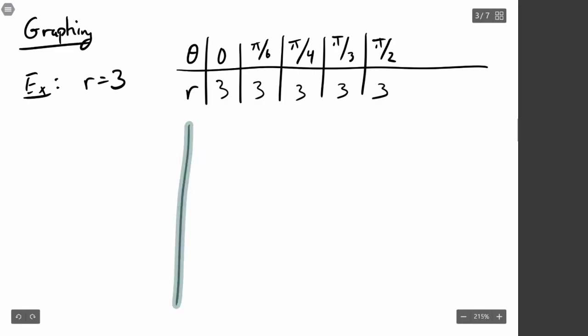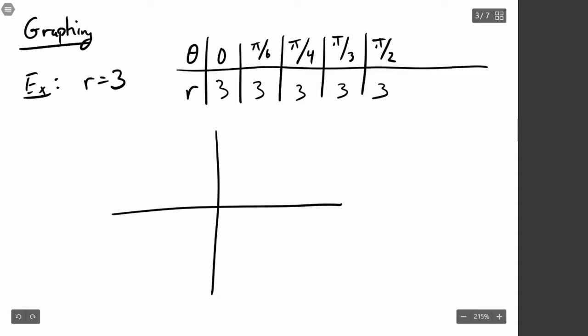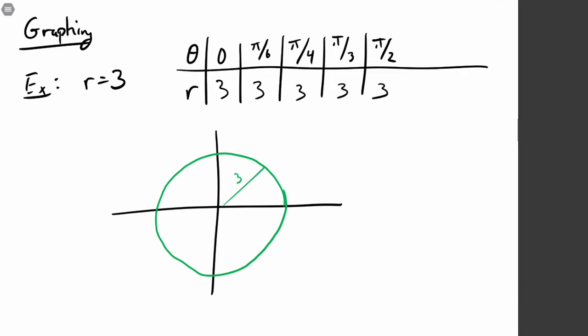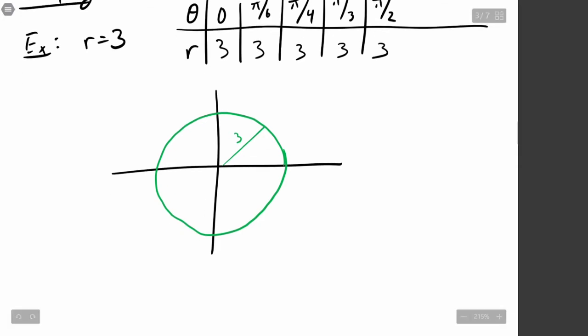So, on the graph here, no matter the angle, we're always a distance of 3 away. So what we end up with is a circle of radius 3. It's a pretty bad circle, but yeah. So how does that make sense?